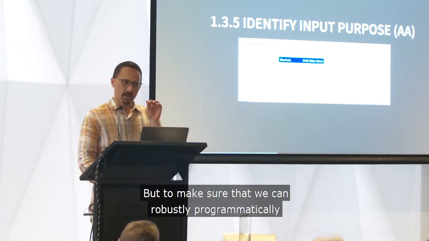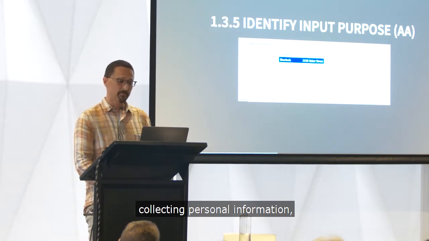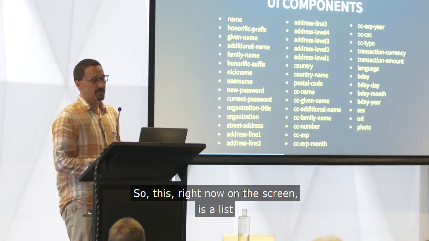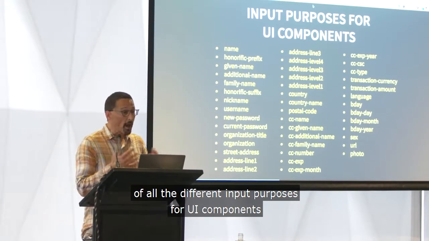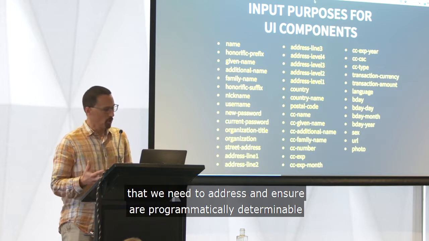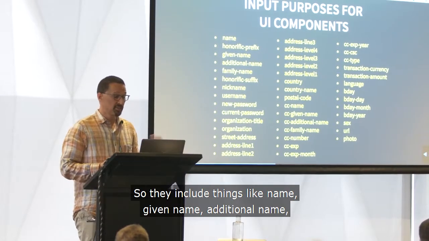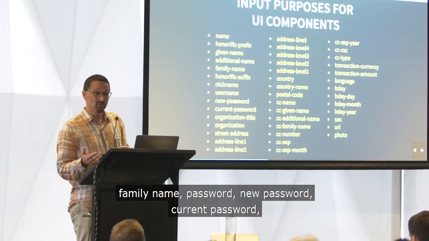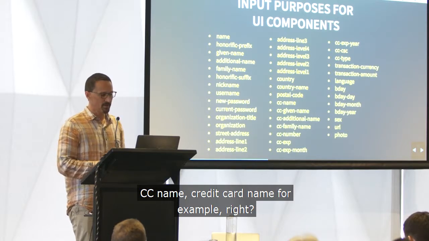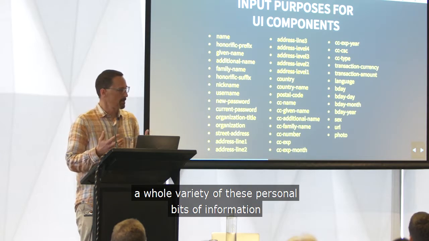But to make sure that we can robustly programmatically determine the purpose of each individual form field collecting personal information, we need to do something additional at the code level. So this right now on the screen is a list of all the different input purposes for UI components that we need to address and ensure are programmatically determinable when we create a form field that's collecting any one of these types of information. So they include things like name, given name, additional name, family name, password, new password, current password, organization, country, postal code, CC name, credit card name, for example, right? Or CC number, credit card number, birthday, language, a whole variety of these personal bits of information.